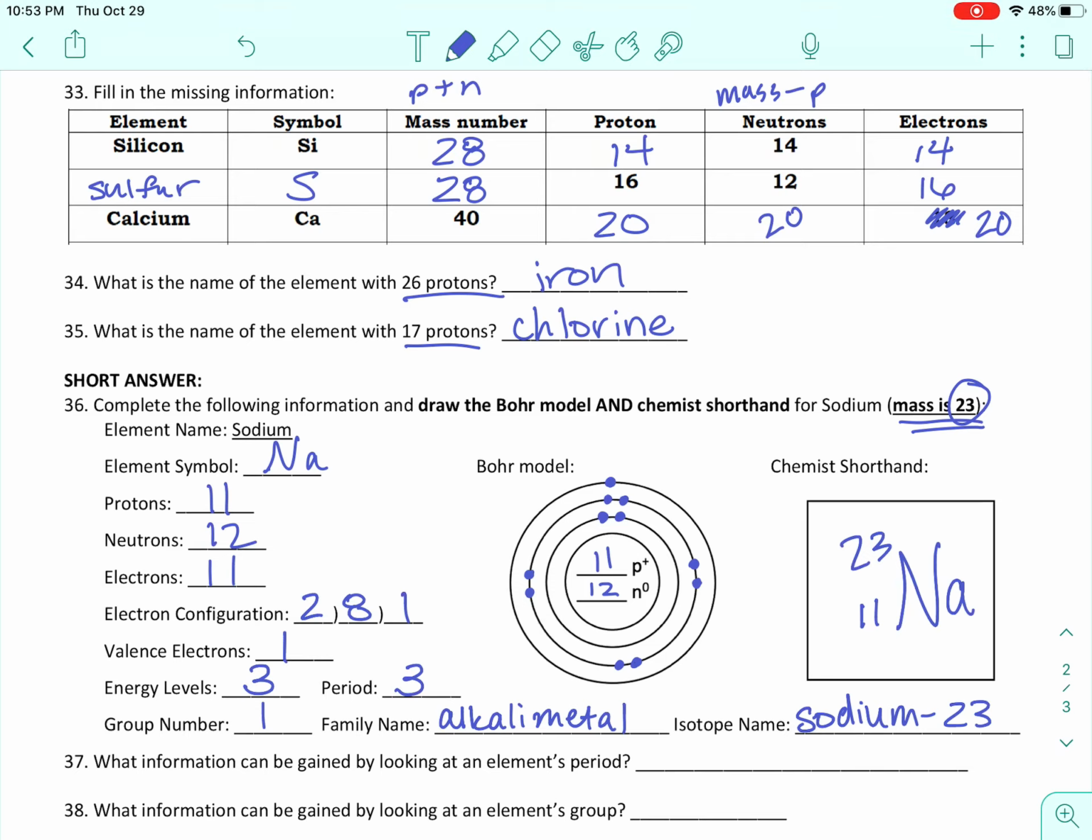What information can be gained by looking at an element's period? You can figure out how many energy levels it has. And what can be gained by looking at an element's group? You can figure out how many valence electrons it has.